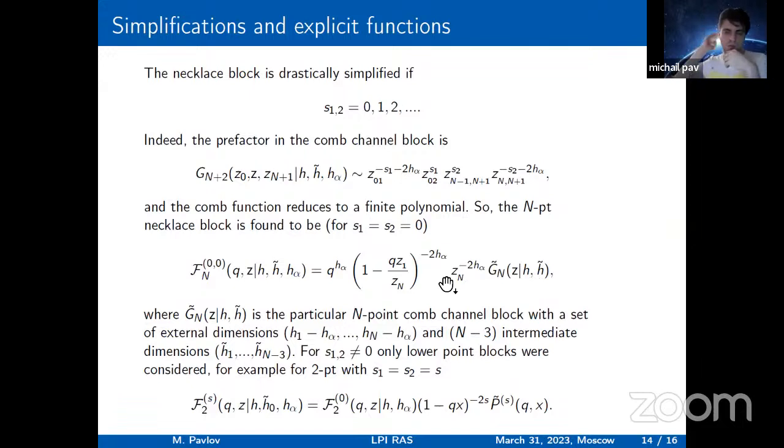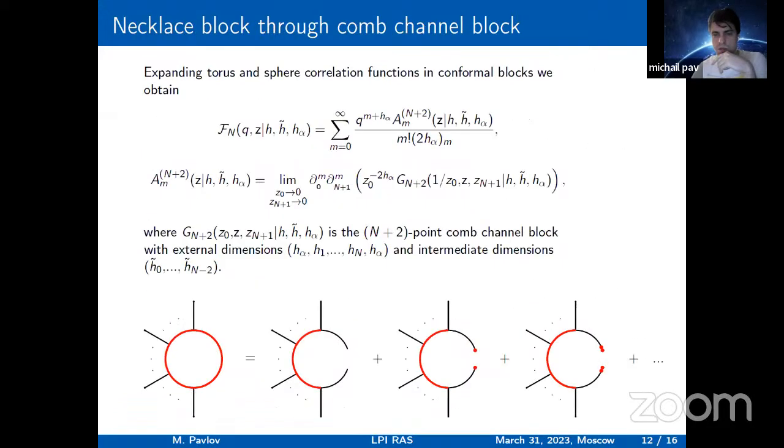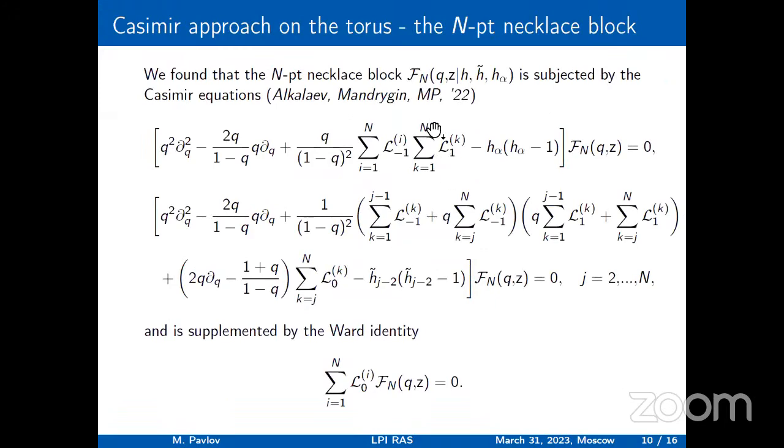Okay, so having this formula, having this expression for the endpoint necklace block, we could return back to the Casimir equations. And actually, we can just check it. So let me remind you that we have these.